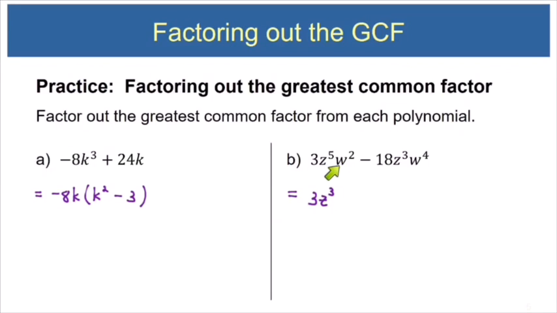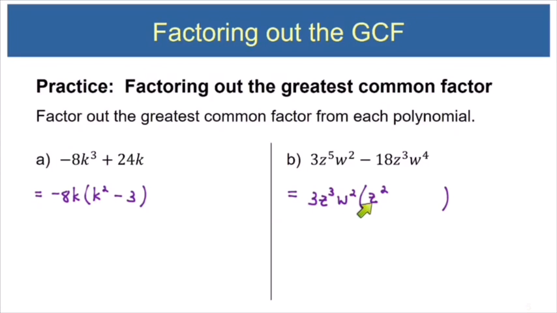And on the w's, here we have w squared, and here we have w to the 4th. So w is common to both terms, and the smaller power is w squared, so that needs to be part of our GCF. Okay, now I'm going to need 2 terms inside the parentheses. So I put down an empty pair of parentheses. And let's see, 3 times what makes 3? Of course, that would be a 1, but we really don't have to write that coefficient of 1 if we don't want to. And z to the 3rd times z squared would make z to the 5th.